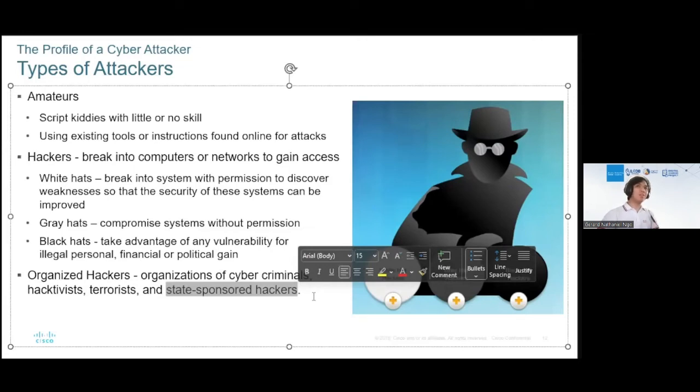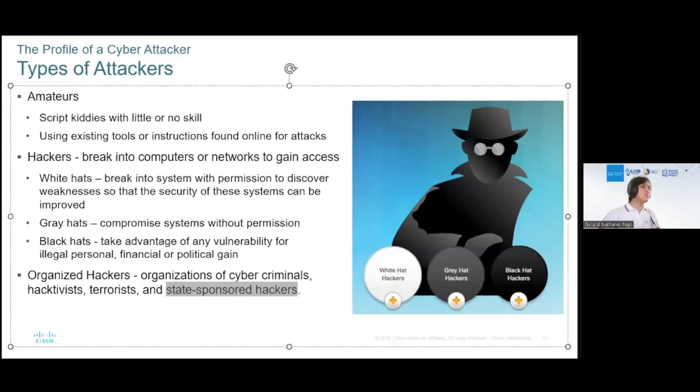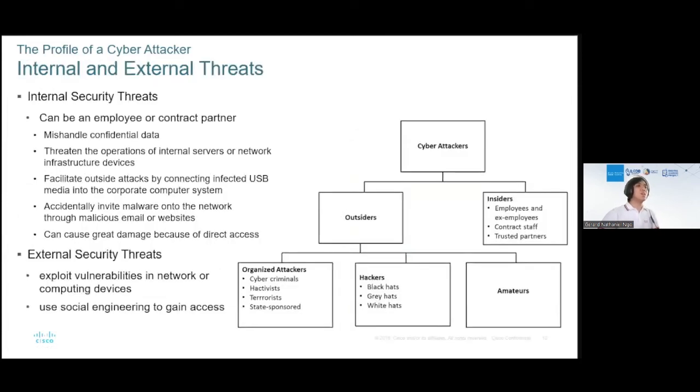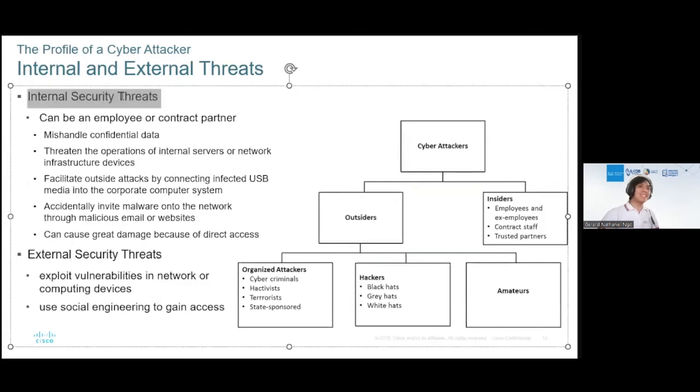Not even modifying the information, not even damaging or destroying it, just by getting enough information out of them, they gain advantage. Okay. So we have two types of profile: internal and external threats. Obviously, the more damaging one is the internal threat because it's already inside.